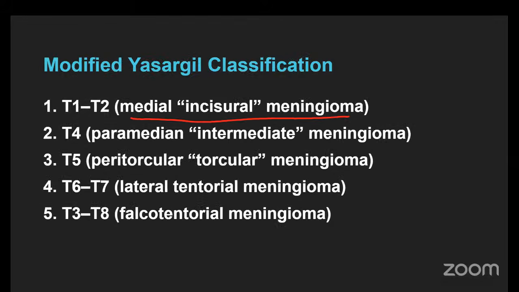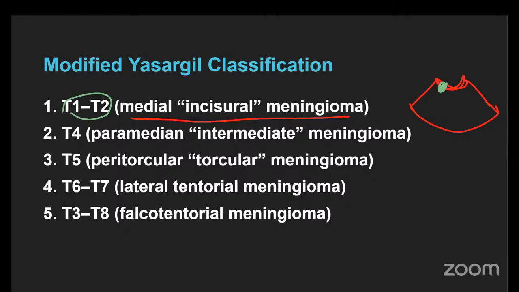This is medial incisural meningioma. I'm going to draw a rough diagram here, even though we have the illustration ahead as well. So when we talk about the medial incisural meningiomas, they're somewhere here, right? Because this is incisura, this is the medial portion, medial incisural meningioma is here. So what type of this is going to be? This is going to be T1, T2, okay?